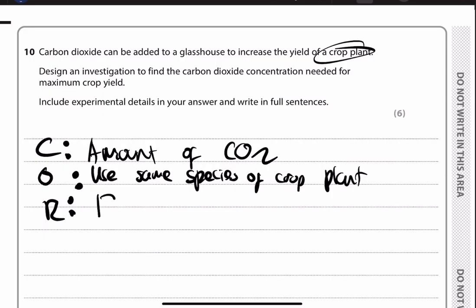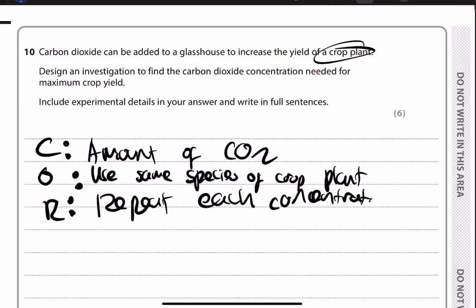Okay, R. We're going to repeat each concentration X number of times. So basically, repeat each concentration is the idea.